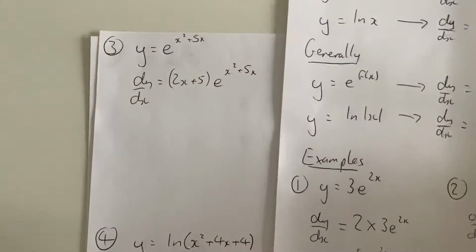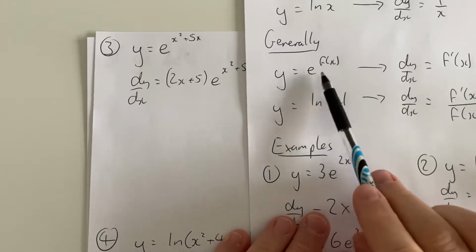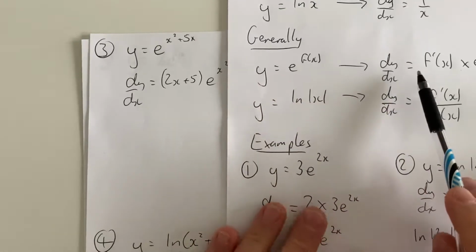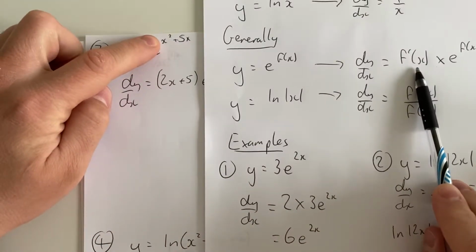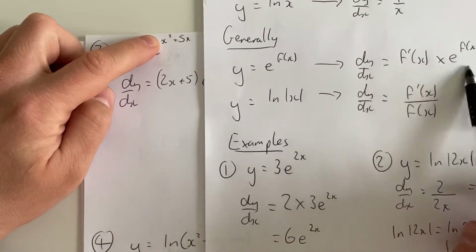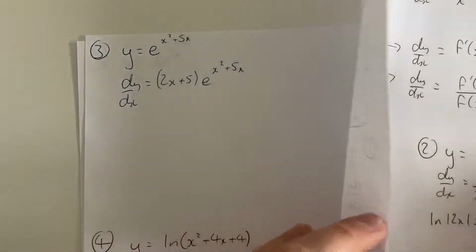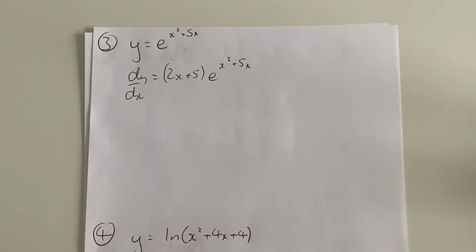So just to show that next side by side, e to the function: the differential is the differential of the function, which goes to 2x add 5, times by the original function, which was e to the x squared add 5x.